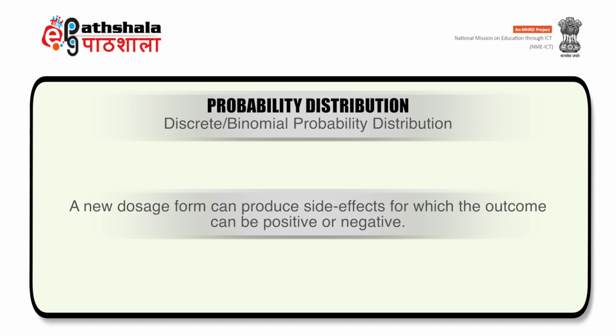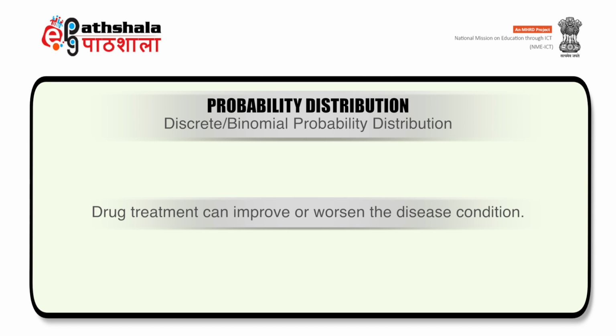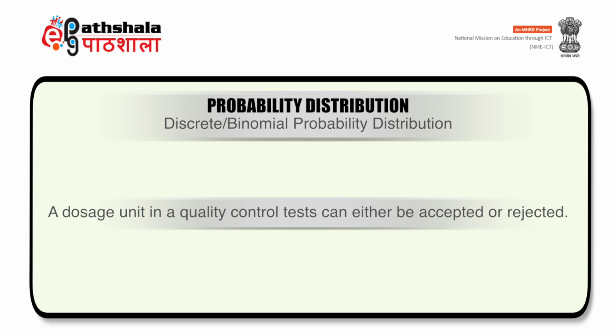A, a new dosage form can produce side effects, for which the outcome can be positive or negative. B, a new active pharmaceutical ingredient may be efficacious or non-efficacious. C, drug treatment can improve or worsen the disease condition. D, a dosage unit in a quality control test can either be accepted or rejected.